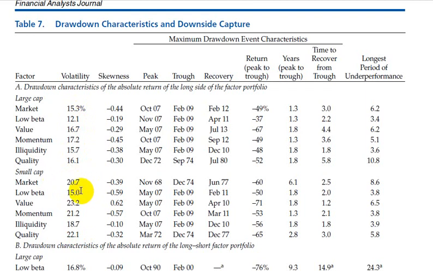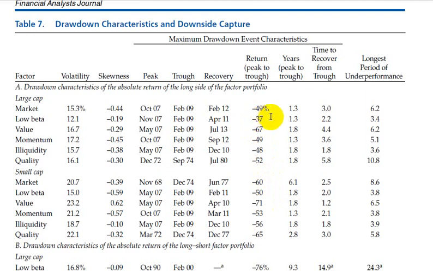But in this case, the low beta is still the lowest volatility, but the value companies are the highest volatility. And maybe since these are small caps, it makes more sense that the deep value companies are more volatile because they're a little more distressed than the large cap value companies. And next we can look at some peak to trough scenarios here. We see the value companies will have the highest drawdowns in both large and small cap.